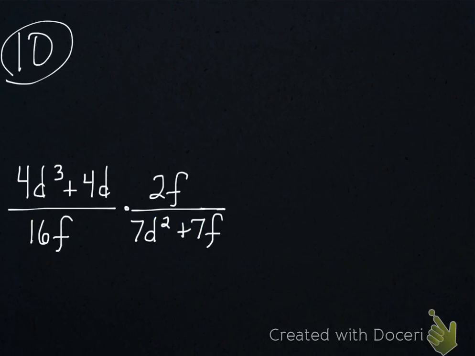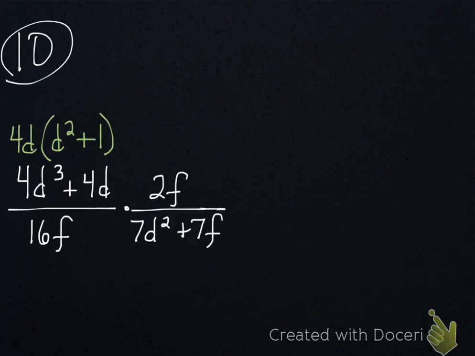Number 10. Let's start factoring. Oh, the first fraction looks really weird. I have a cube there, but notice both terms have a d. So I'm going to do a GCF. GCF of 4 times d. That would leave d squared in the first term and just a 1 in the second term. Always remember to put the 1. You can't forget it. The denominator, however, is not factorable. It's just a monomial.